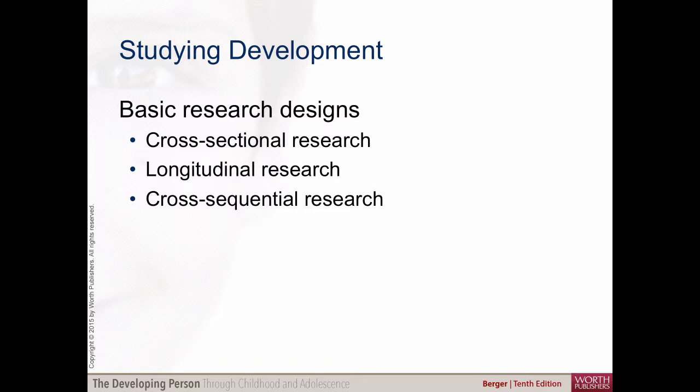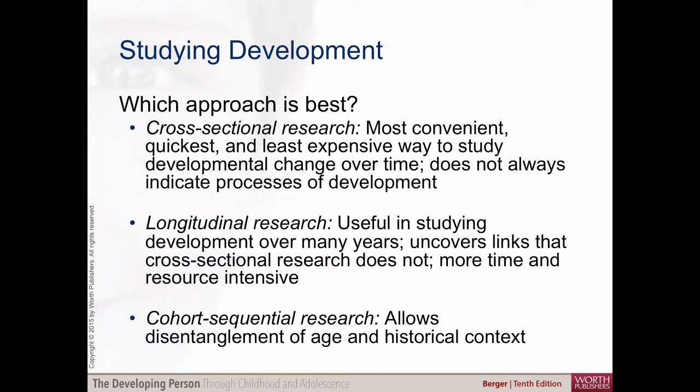Cohort sequential research is the most time-consuming and complex, but it yields the best information. Scientists replicate one another's work to gain some advantages of cohort sequential research without waiting for decades.